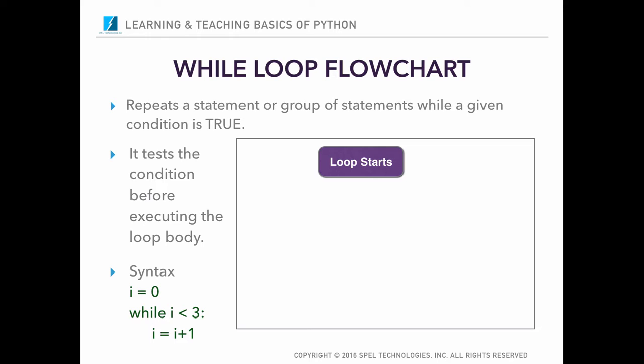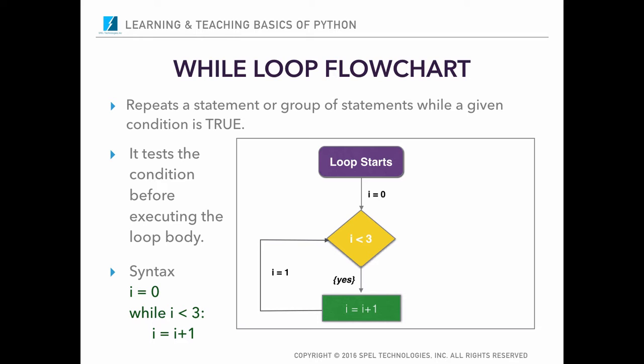i equals 0, new line, while i is less than 3, colon, new line, 4 spaces, i equals i plus 1. In this program, first, the variable i is initialized to 0. Then the loop condition i is less than 3 is checked. Because this condition is true, the loop is entered and the statement within the loop, i equals i plus 1, is executed. This will change the value of i to 1 from 0.